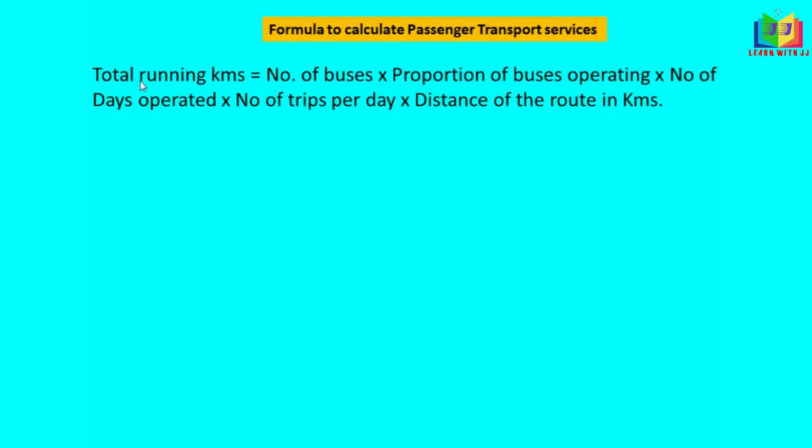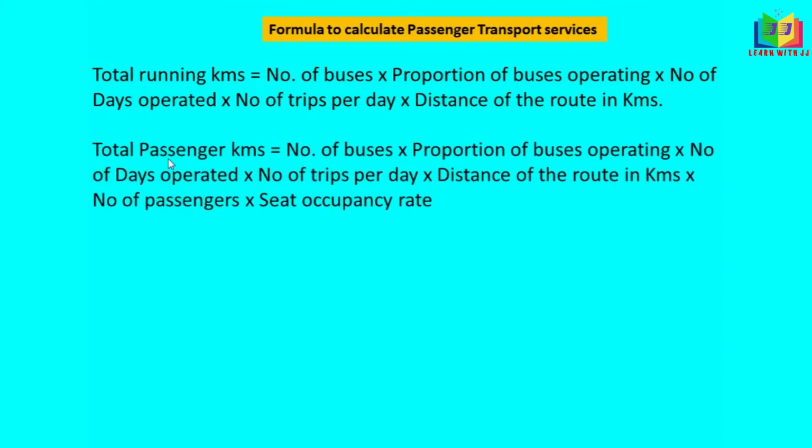We'll get this total running kilometers. Next, this is a formula to calculate passenger kilometer: number of buses into proportion of buses operating into number of days operated into number of trips per day, distance of the route in kilometers into number of passengers and seat occupancy rate. Okay, this is the new one.